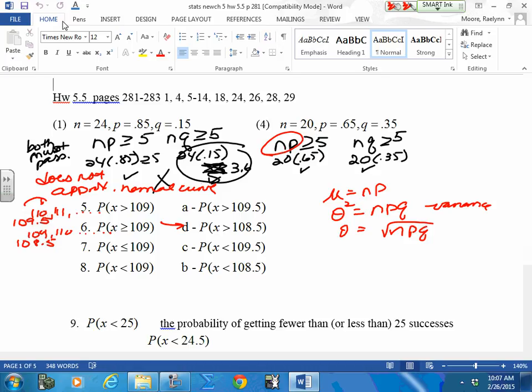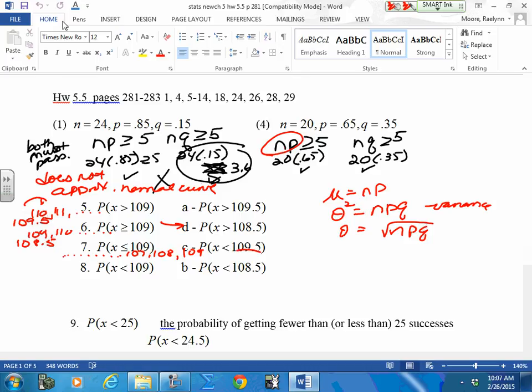It's that one. X is less than or equal to 109. It started down here somewhere. Then I went 107, 108. Can I use 109? If it's equal to 109? Yes. My upper end increased by 0.5.